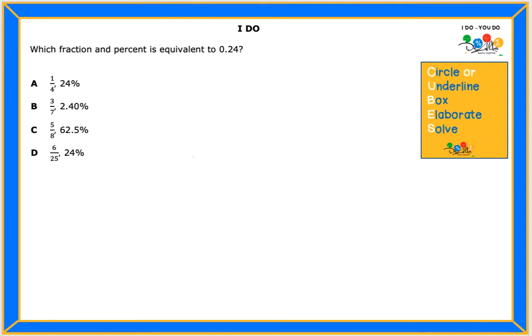Hello students! Okay, we're gonna be solving this question. Let's read. Which fraction n percent is equivalent to 0.24 or 24 hundredths?